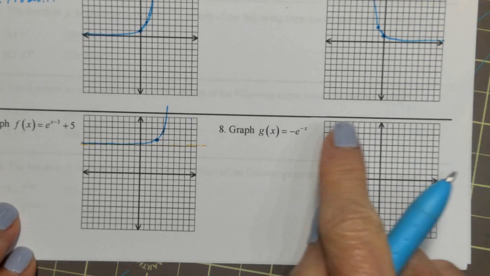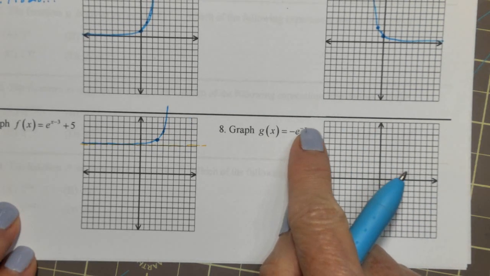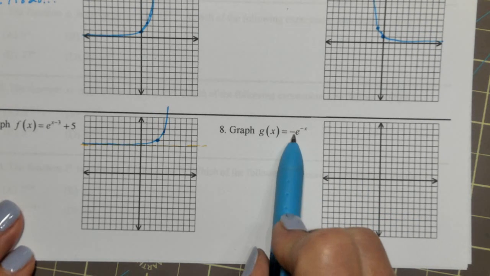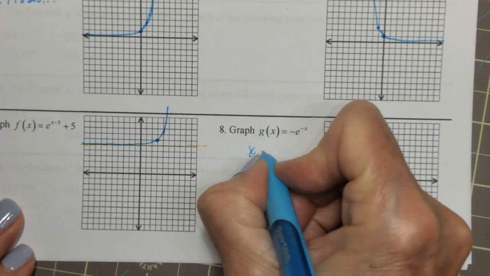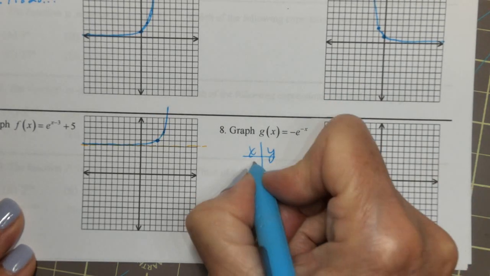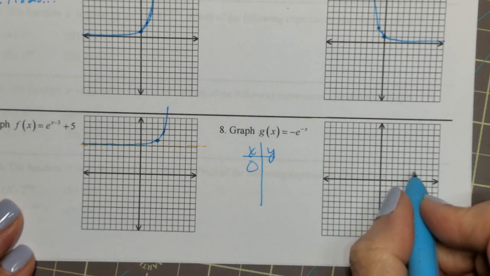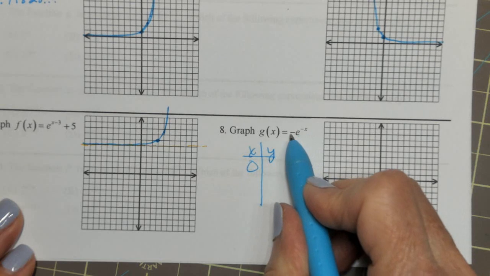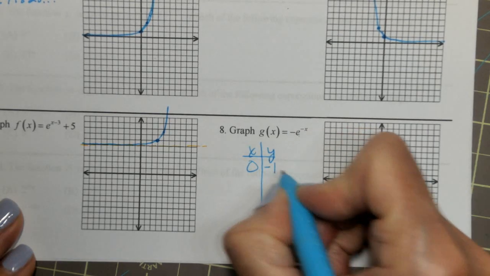What if we had negative e to the negative x? Well, let's plot a couple of points on this one. It never hurts to plot a couple of points. What happens when x is 0? When x is 0, e to the 0 is 1, but this negative is going to rule, and it's going to be a negative 1.